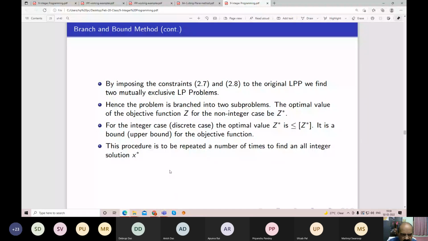This procedure is to be repeated a number of times to find an all integer solution x star. Okay, this will be explained using some examples. Are the steps all right? Or any confusion? Branch and bound. It is a very standard term in optimization, in computer science, in mathematics. Okay, branch and bound. B and B, we say. Branch and bound.